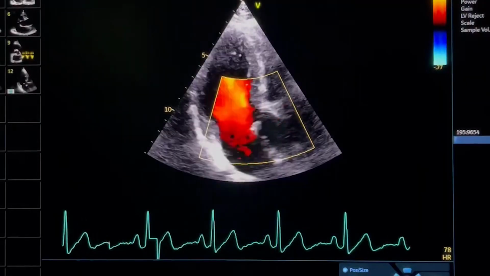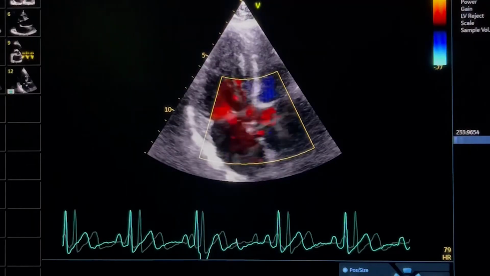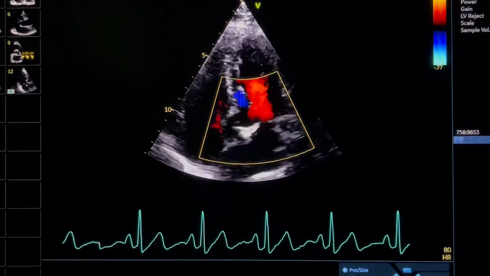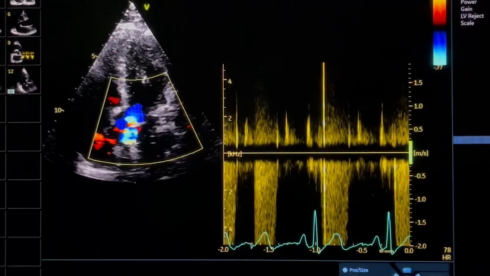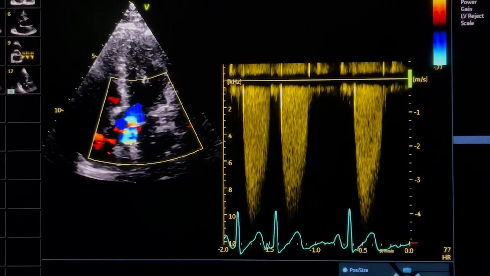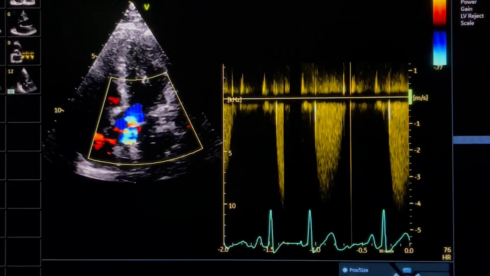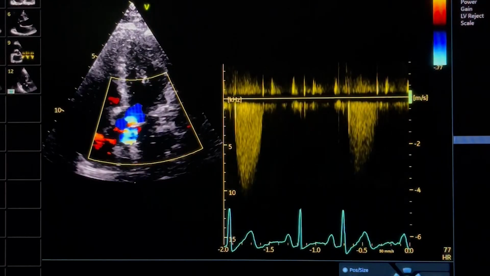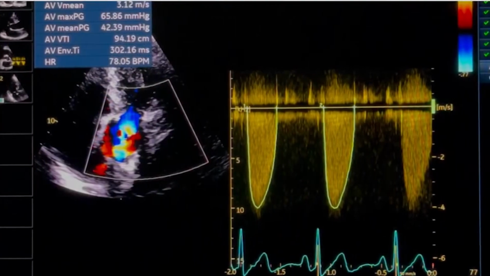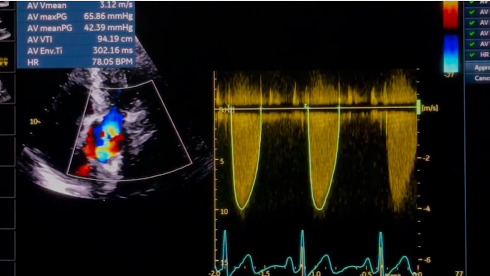So next we take a look at the apical long axis and the apical 5-chamber view to take a look at the stenotic jet and align it so that we get a good CW Doppler spectral tracing to measure the peak velocity across the aortic valve and the mean gradient across the aortic valve.